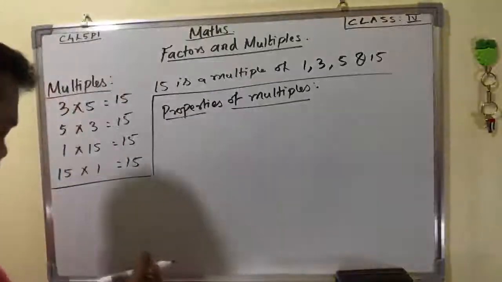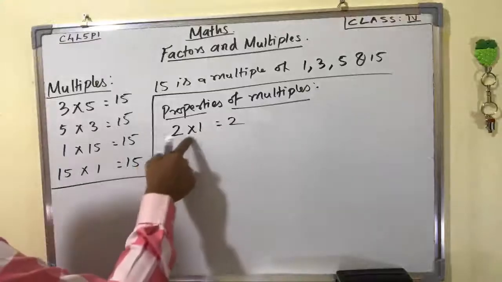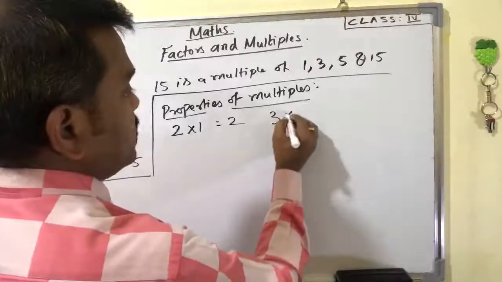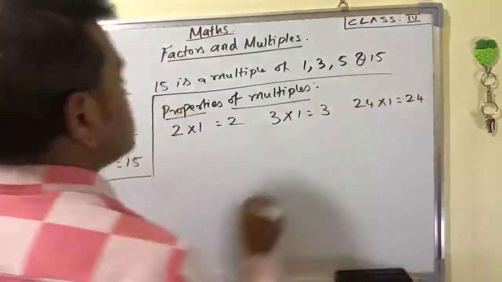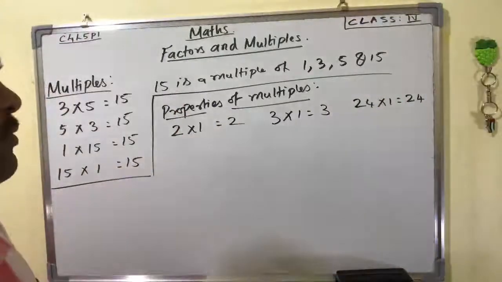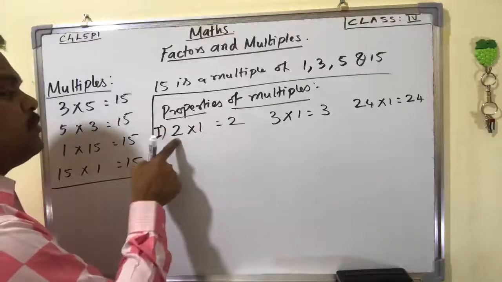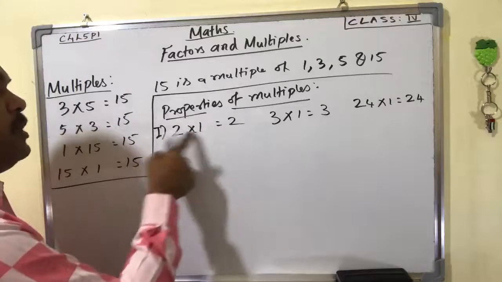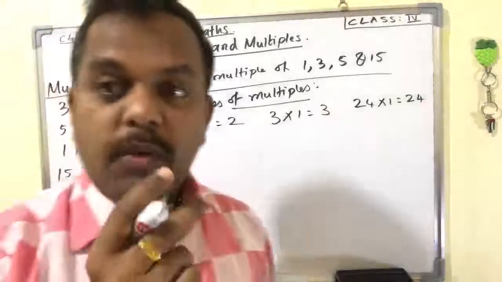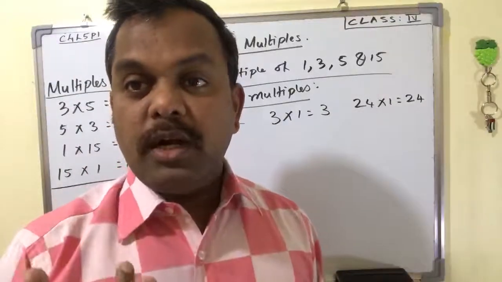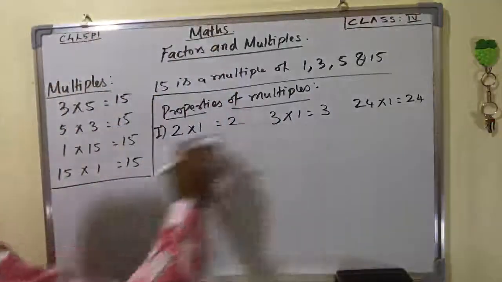Every number is a multiple of itself. For example, 2 into 1 is equal to 2. 3 into 1 is equal to 3. 24 into 1 is equal to 24. This is property number 1. So 2 is a multiple of 2, 3 is a multiple of itself, 24 is a multiple of itself. If you take any number, not only these, 1456 multiplied by 1 is 1456. So every number is a multiple of itself.